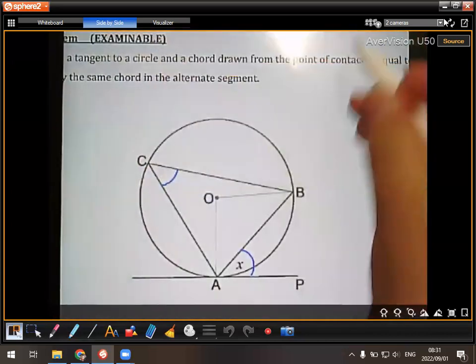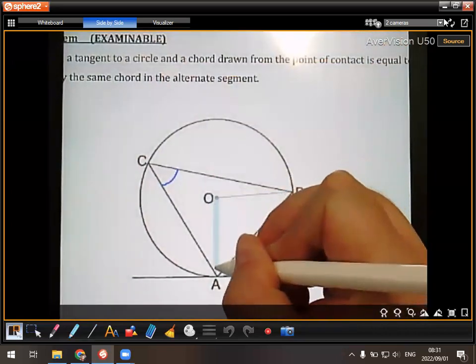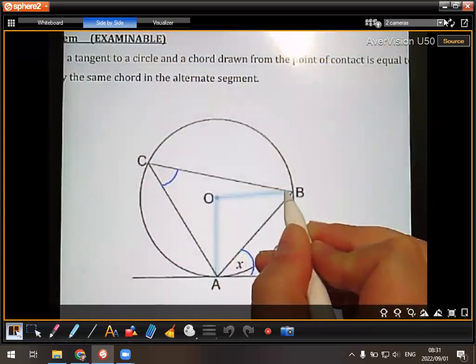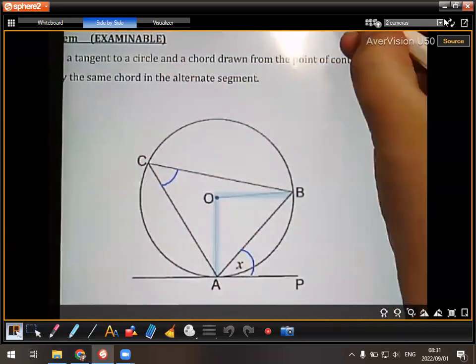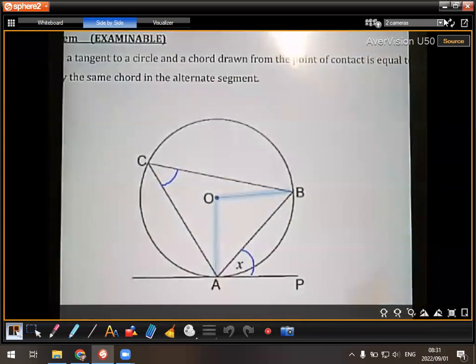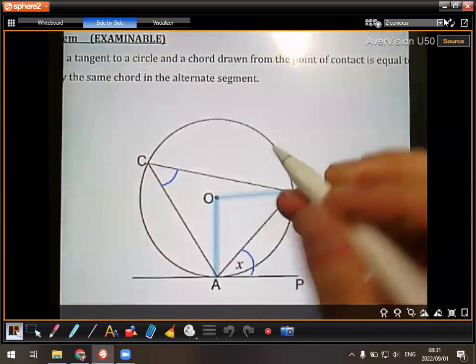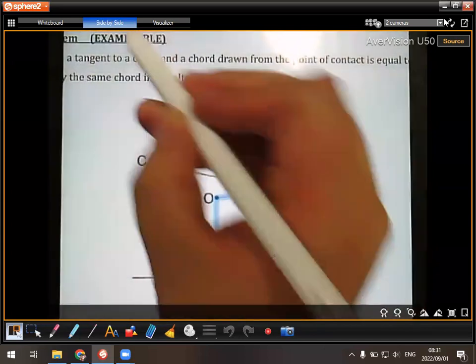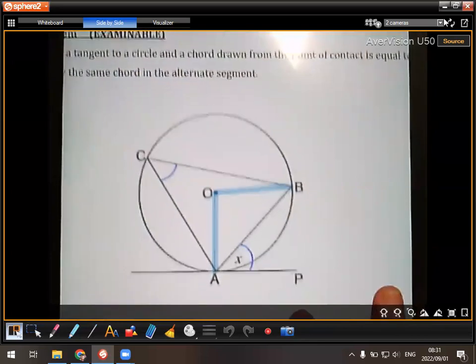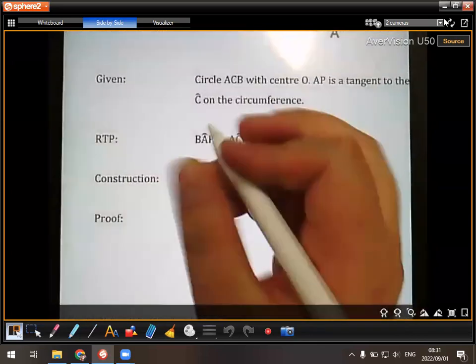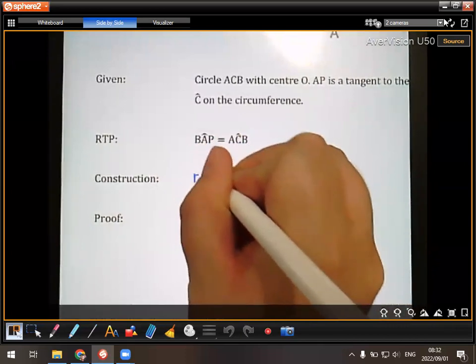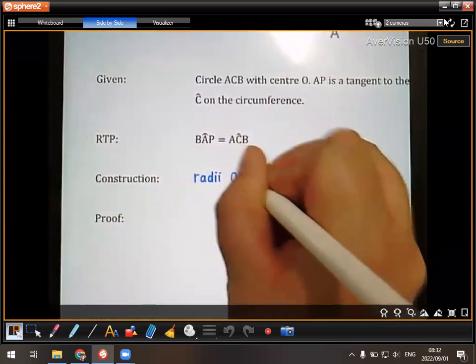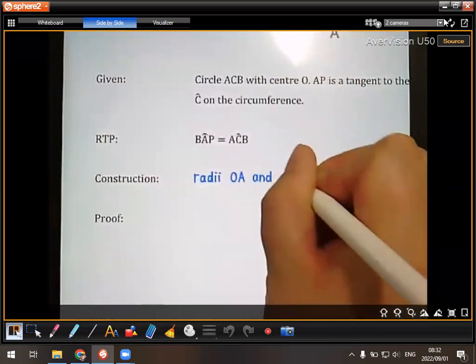Now, like I said, the construction is going to be OA and OB. So guys, that will not be given. They are just going to give you this kind of triangular shape in a circle and then the tangent. Right? And you are going to have to remember to draw in OA and OB. That's worth one mark. Okay, so even if that's the only thing that you remember, you can actually get one mark for this proof at least, which is quite nice. So next to construction, I'm just going to write radii OA and OB.